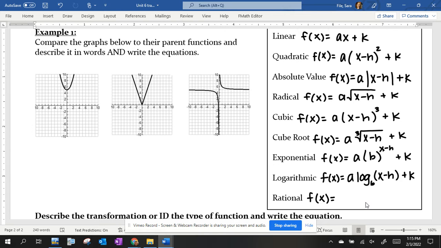It is 1 over x is the parent function, so x is in the denominator. Okay, so if x is in the denominator, that means h is too, right? Because it's subtracted from the x. So x minus h is the denominator. Okay, the plus k is always outside the function. And then a is multiplied by it. So if it's a 1 here, a times 1 is just a.